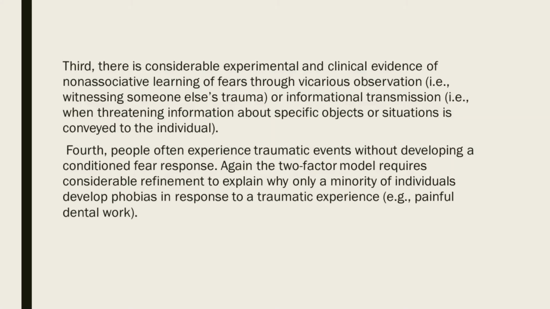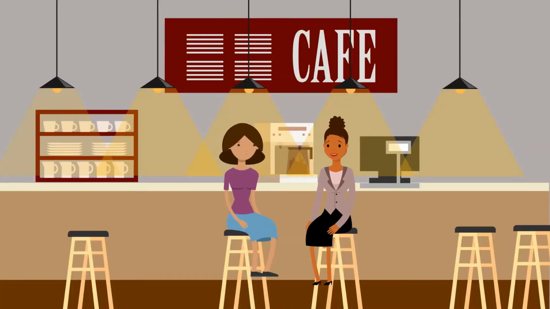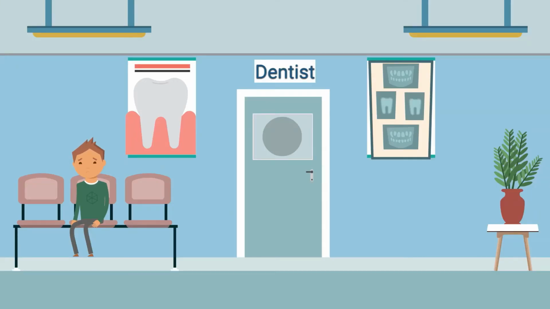Third, there is considerable experimental and clinical evidence of non-associative learning of fears through vicarious observation, witnessing someone else's trauma, or informational transmission, like when threatening information about specific objects or situations is conveyed to the individual. Fourth, people often experience traumatic events without developing a conditioned fear response. Again, the two-factor model requires considerable refinement to explain why only a minority of individuals develop phobias in response to a traumatic experience, for example, painful dental work.